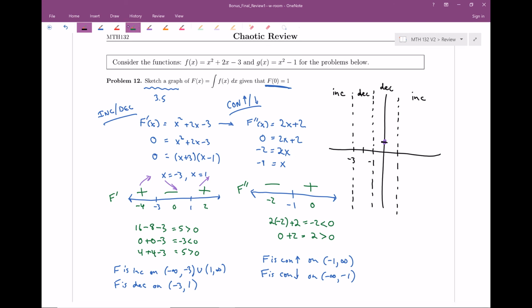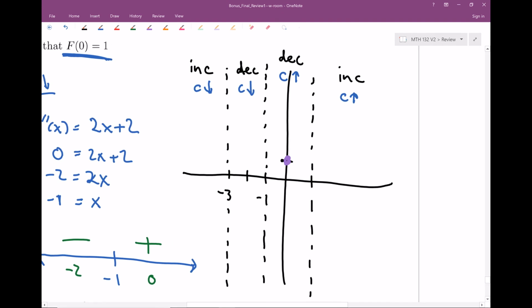Okay, how about the concavity, right? Below -1, I'm concave down, so I'm going to do concave down, concave down. But then after -1, I'm concave up, so I'm going to do concave up, concave up. I'm just going to do the C's with the little arrows here to stand for concavity. Now I've embedded all of the information about increasing and decreasing, concave up, concave down, and of course f of 0 equals 1 into my graph.